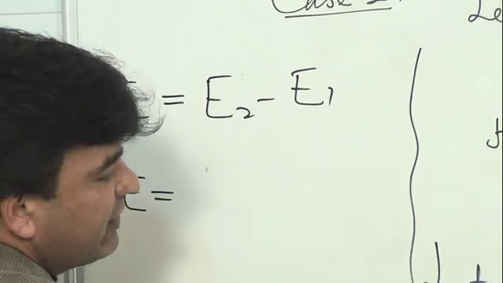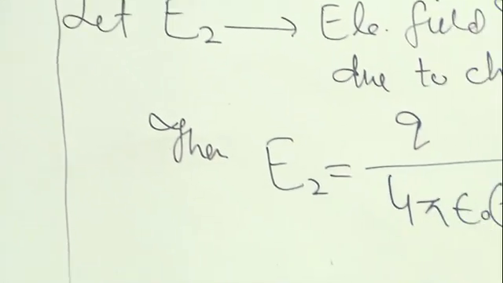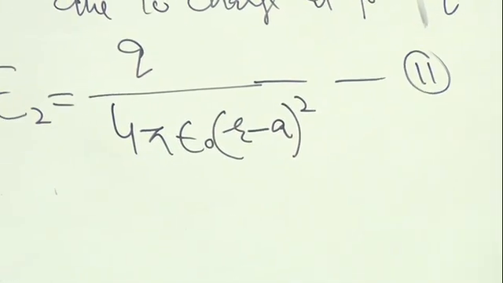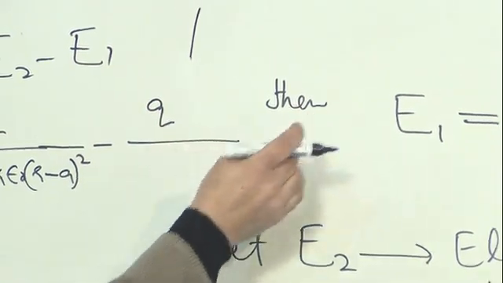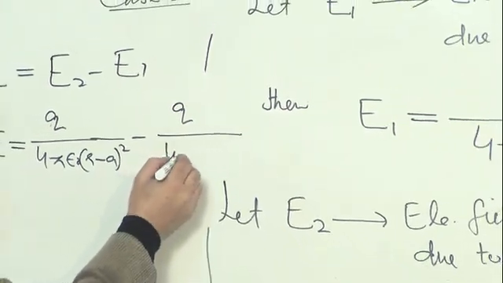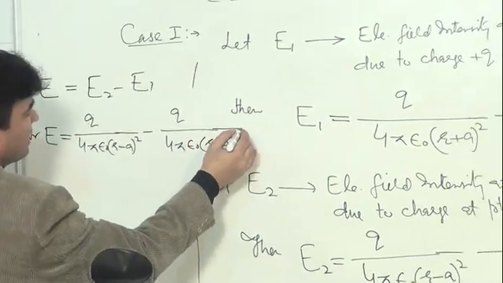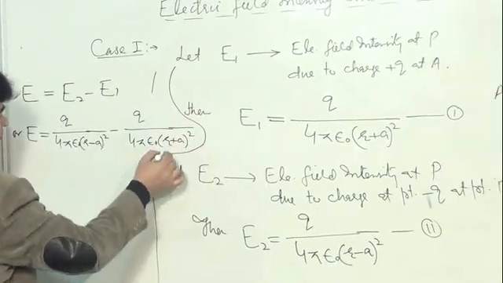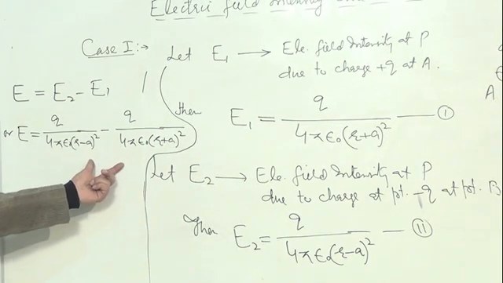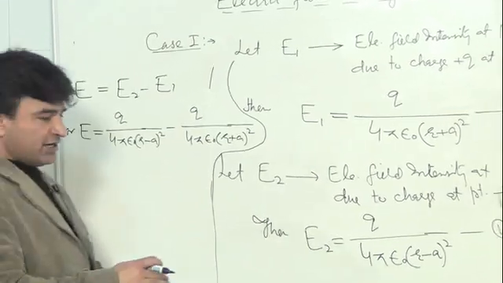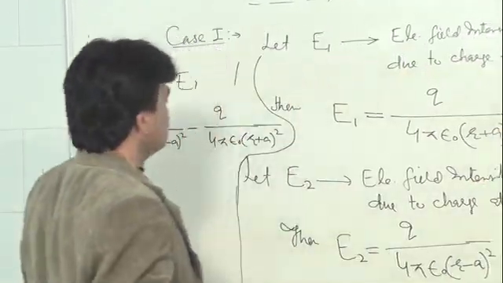E2 from equation second is Q by 4 pi epsilon naught, r minus a whole square, minus E1 from equation first, which is Q by 4 pi epsilon naught, r plus a whole square. So this is the expression which we have to solve in order to get the net electric field at point P due to the electric dipole.